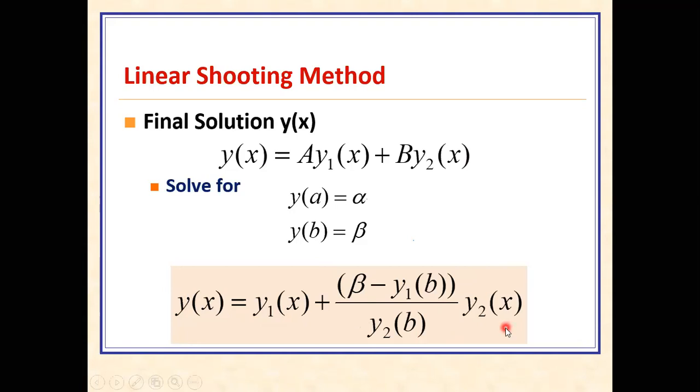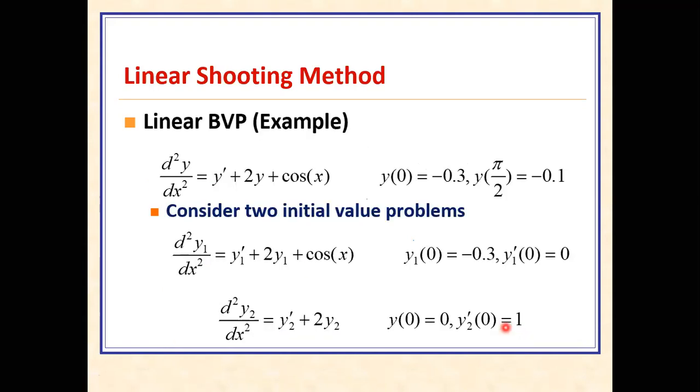Let's illustrate this with an example. The example I am considering is a second order boundary value problem, d2y/dx squared equal to y prime plus 2y plus cos of x. We have the boundary conditions. And the two initial value problems, in order to solve the original boundary value problem, are here.